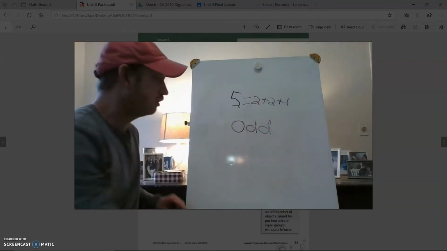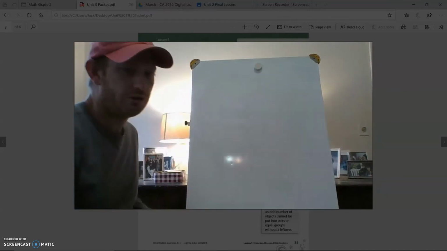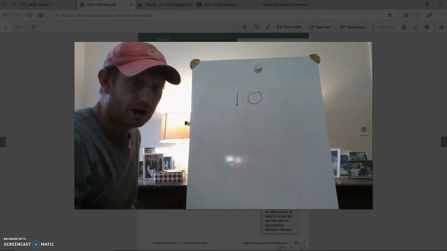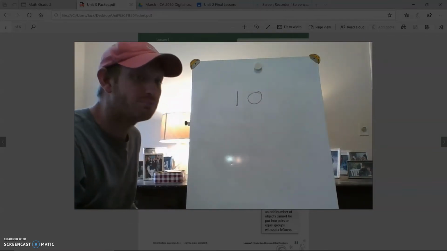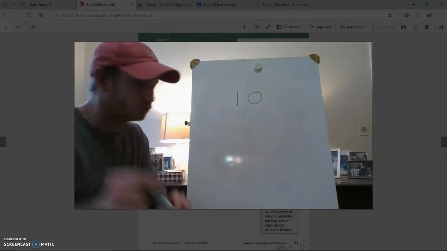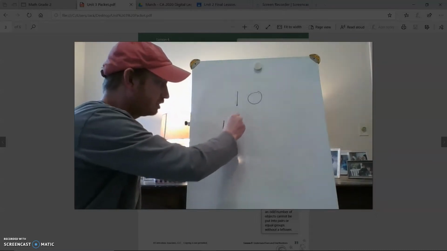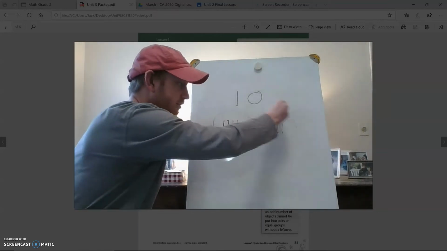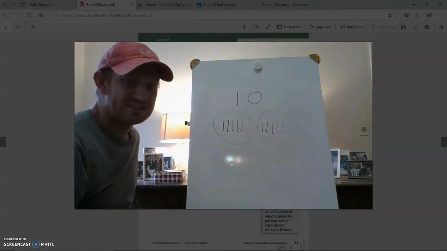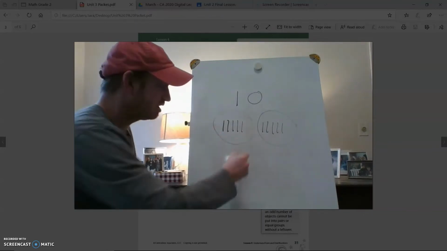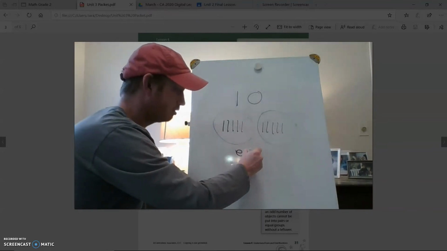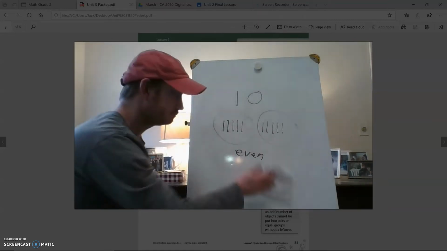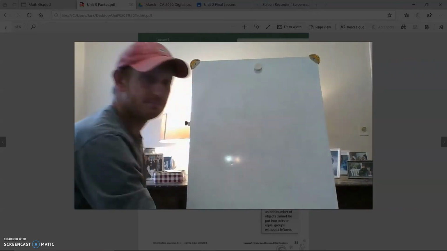Let's look at another one really quickly. Another number we're going to look at is 10. Well, you know that 10 can be broken into two even groups. 1, 2, 3, 4, 5. 1, 2, 3, 4, 5. So because 10 is in two equal groups, that is an even number. So let's dive into our packet and just hop right in.